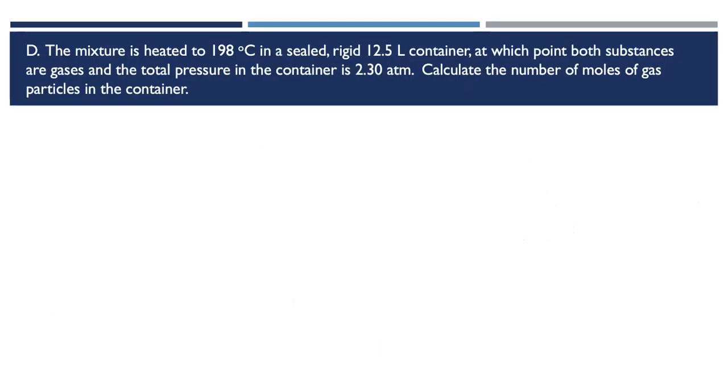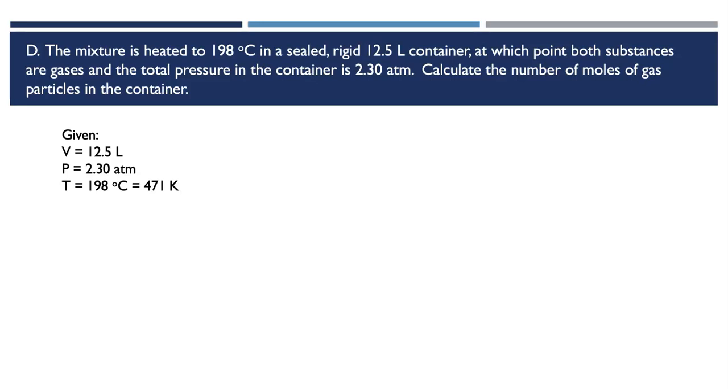And the question continues. The mixture is heated to 198 degrees Celsius in a sealed, rigid 12.5 liter container, at which point both substances are gases, and the total pressure in the container is 2.30 atmospheres. Calculate the number of moles of gas particles in the container. So let's think about what we know.